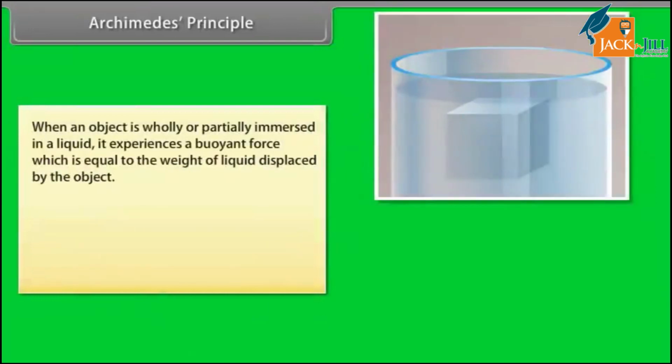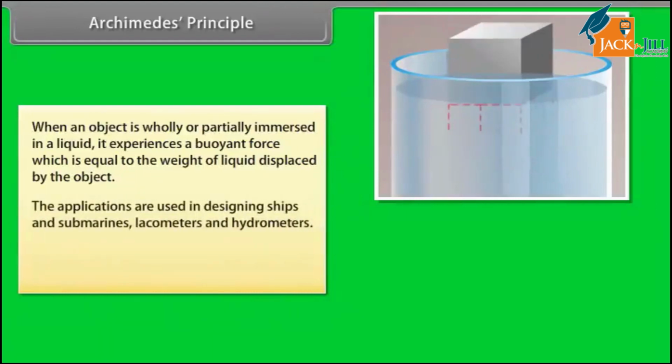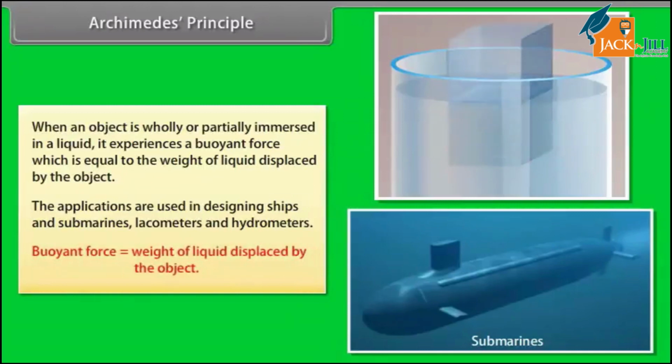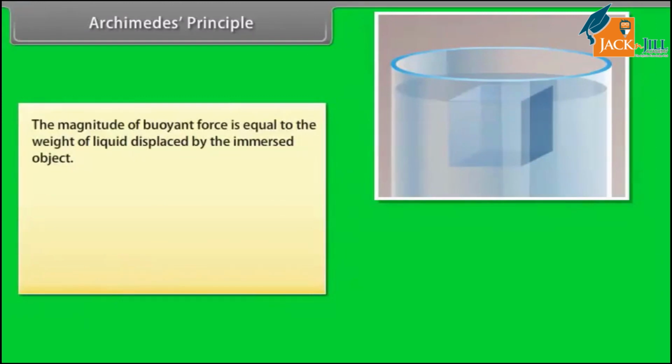Archimedes' principle. When an object is wholly or partially immersed in a liquid, it experiences a buoyant force which is equal to the weight of liquid displaced by the object. The applications are used in designing ships and submarines, lactometers and hydrometers. Buoyant force is equal to weight of liquid displaced by the object. The magnitude of buoyant force is equal to the weight of liquid displaced by the immersed object.